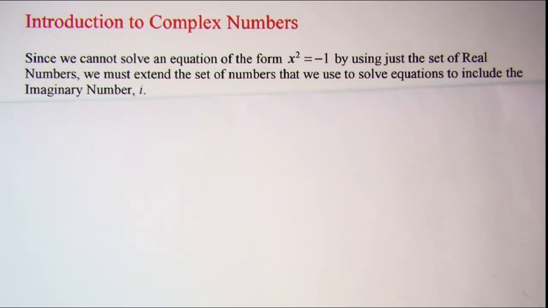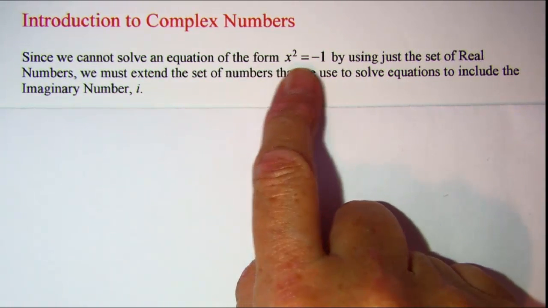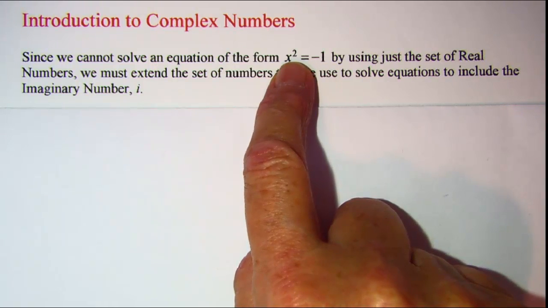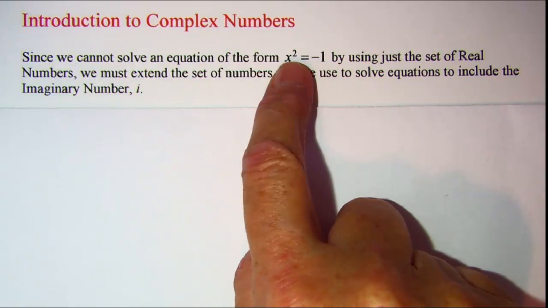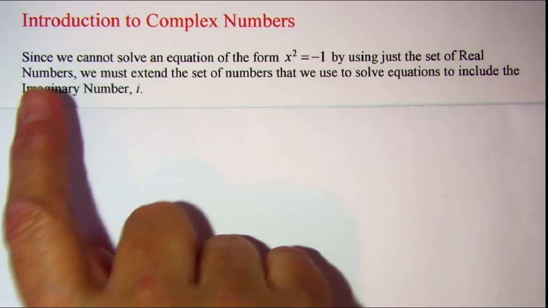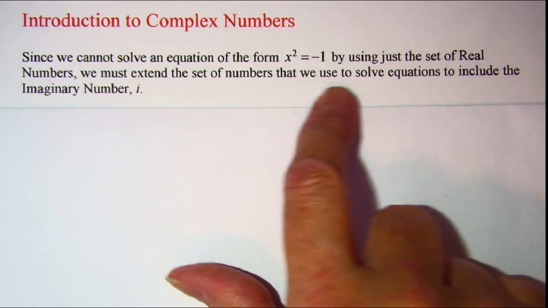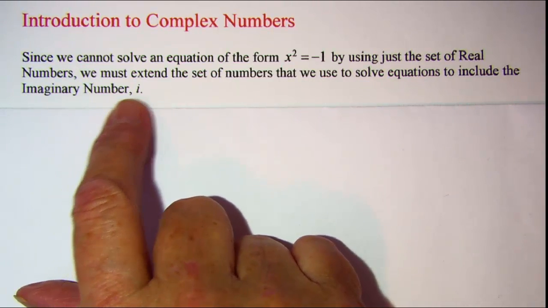This video will be an introduction to complex numbers. Since we cannot solve an equation of the form x squared equals -1, because anytime you square a number, you'll get a positive. But since we can't solve this equation by using just the set of real numbers, we have to extend the set of numbers that we use to solve equations to include the imaginary unit i.